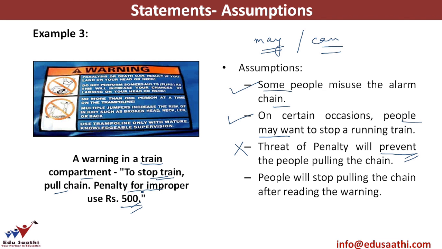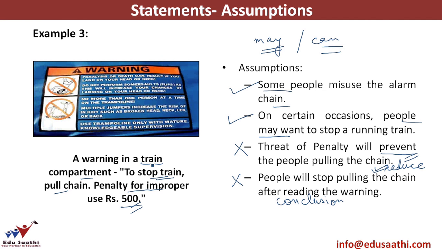For example, if there is no warning, there might be X number of people pulling the chain for improper use. But with the warning, that number will certainly reduce. So the word that should be used over here is reduced. This will make a correct assumption, but whether it will bring it down to 0 is something we do not know and might not be possible. Then, people will stop pulling the train after getting the warning. Again, this is a part of a conclusion. What will happen, we don't know.